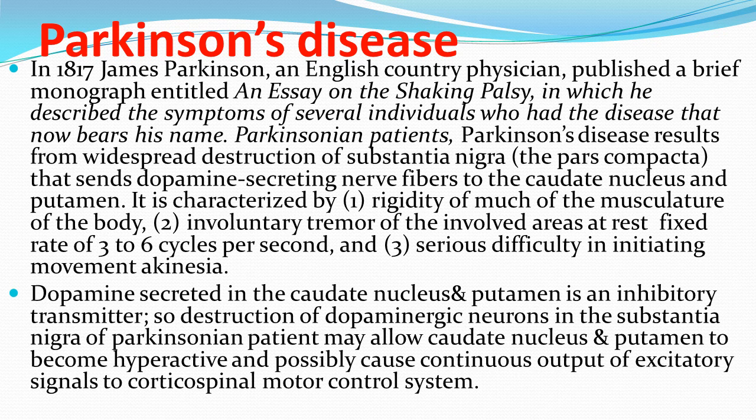So, the disorders of Parkinson's disease have the features of these two pathways. There is rigidity of much of the musculature of the body. Involuntary movement increases. Involuntary tremor involves areas at rest. The rate is 3 to 6 cycles per second.